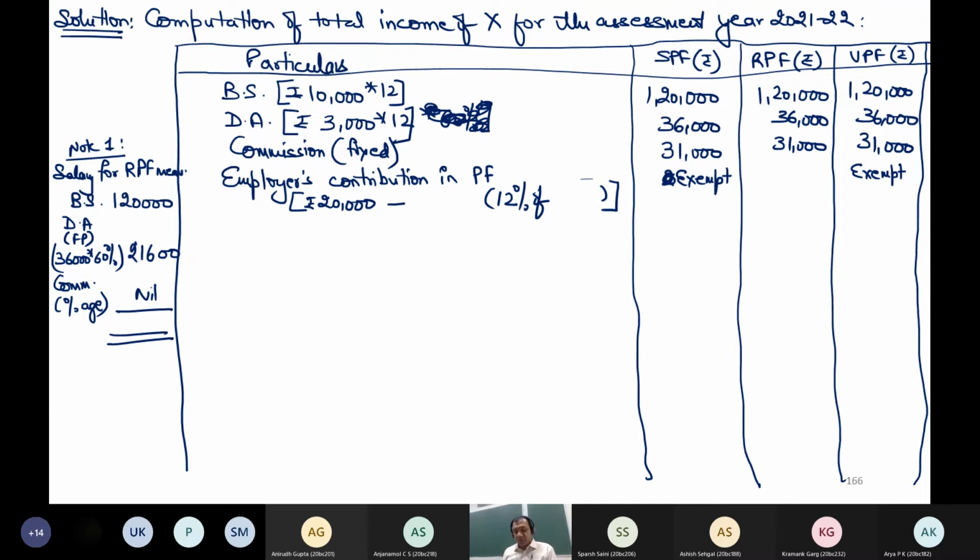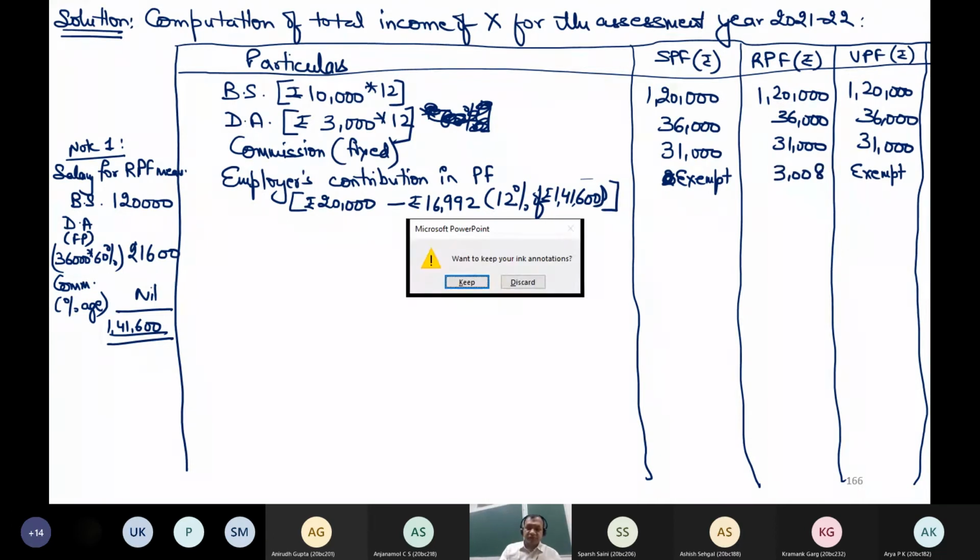It is 1,41,600. And now I will say that 12% of 141,600, that much is exempt. So 16,992 is exempt, and the remaining will be taxable in case of RPF. This is what the point is.